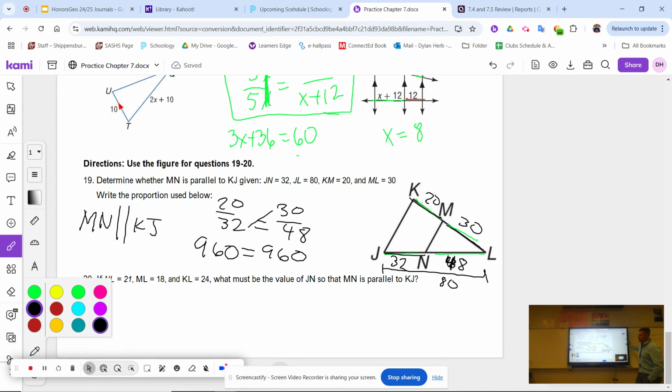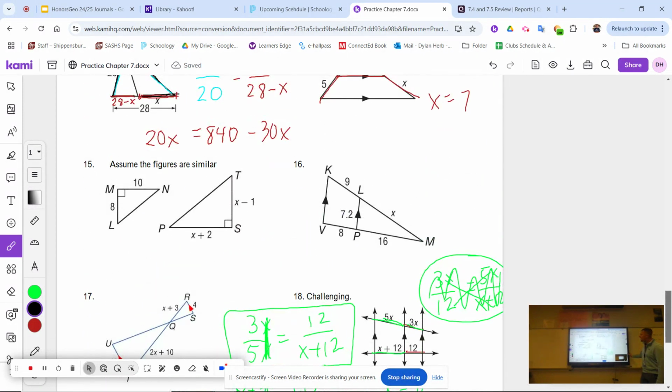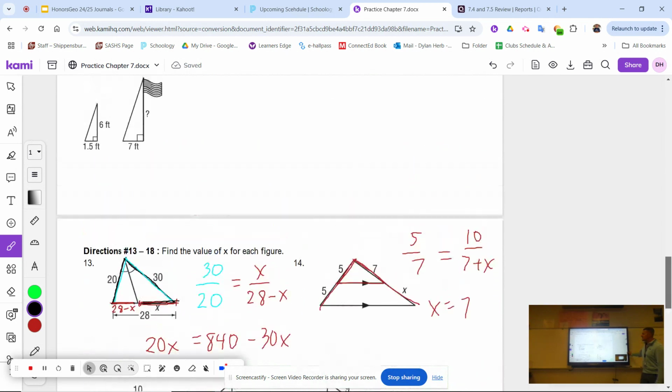Last one is the same setup as 19, except you're just finding the value of JN. So you're just filling that in with x. You're cross multiplying and solving for x. So that should conclude the video, because that's the rest of the study guide. There's only one thing that the video didn't cover, and that would be anything about a mid-segment.